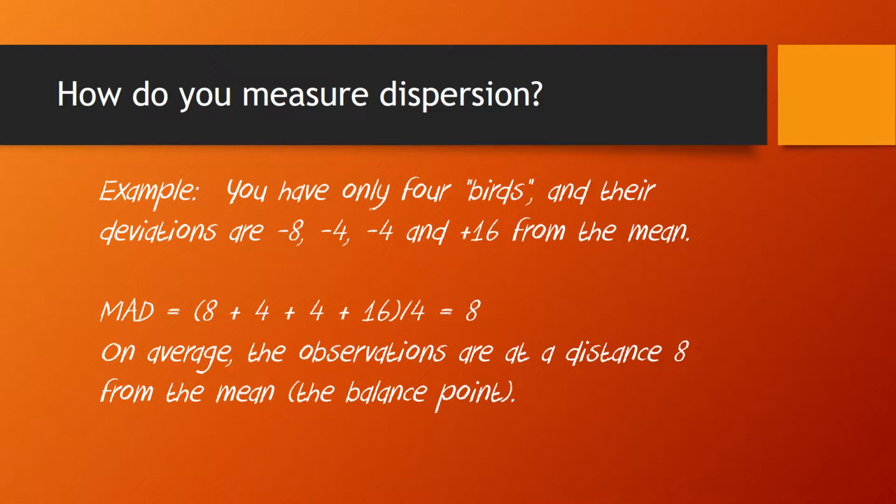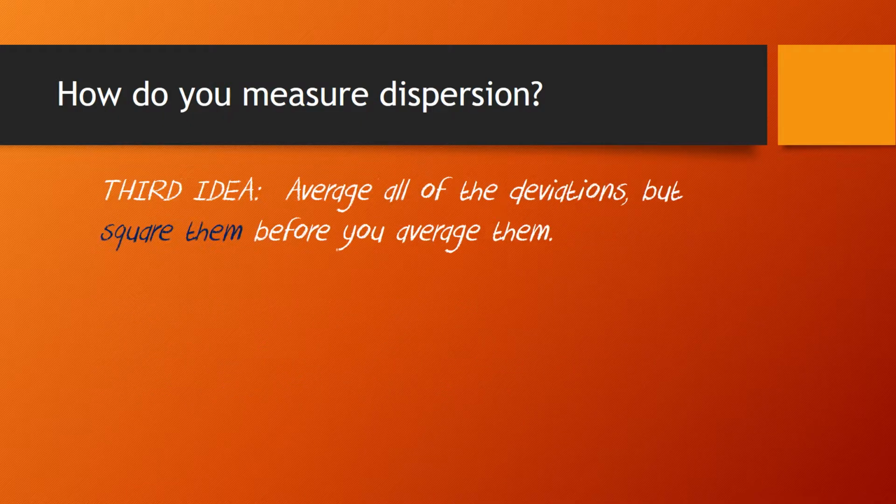The interpretation of MAD is easy. It means on average, the birds are at a distance of 8 from the balance point, from the mean. But this isn't what we usually do.